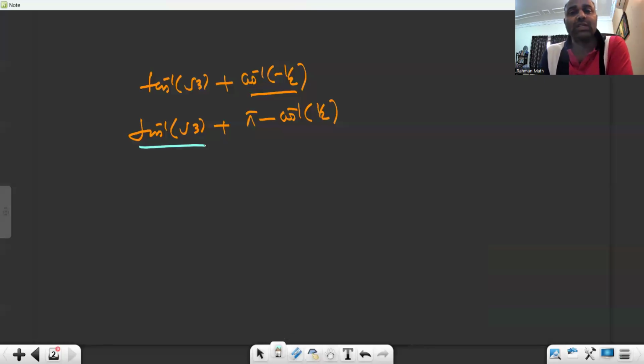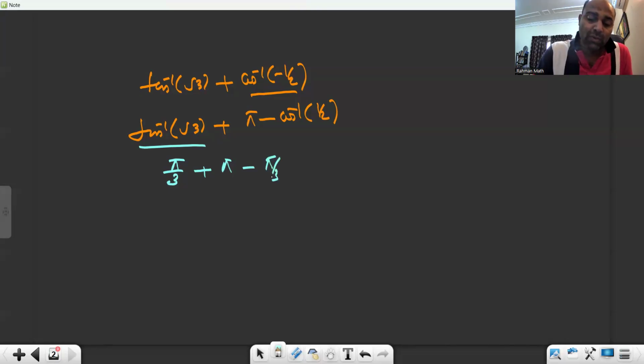Tan inverse, what is tan of root 3? That is 10th standard. Tan 60 is root 3. 60 means pi by 3, plus pi minus cos inverse, sorry, cos what is 1 by 2? Cos 60 is 1 by 2. If anybody has a problem, let me know. So what can you do? Pi by 3 you can cancel. Your answer is pi. I hope everyone understood it. The answer is pi.